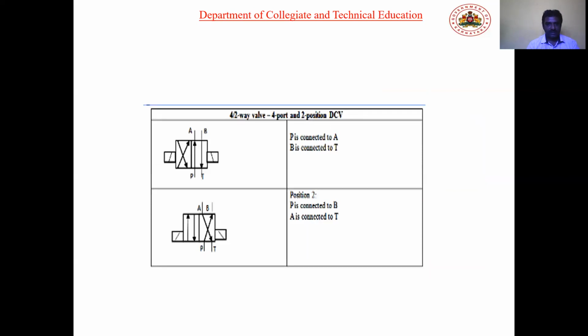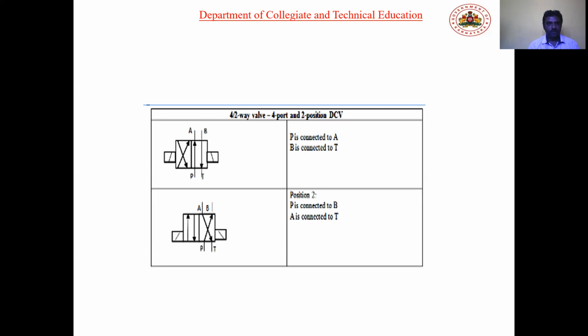The next is the 4x2 way valve, with four ports and two positions. In the first figure, P is connected to A, and B is connected to T. In this way, it is called a four-way two position directional control valve. The first figure shows position 1, and the same valve shows position 2.